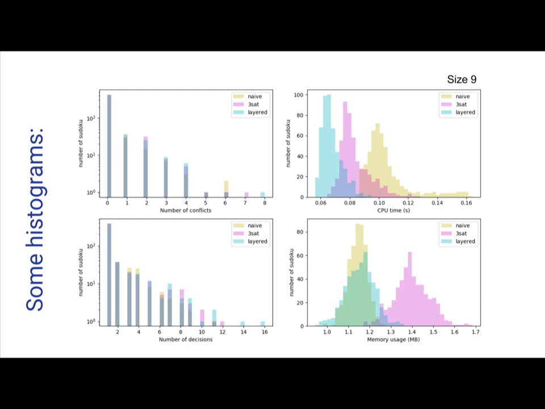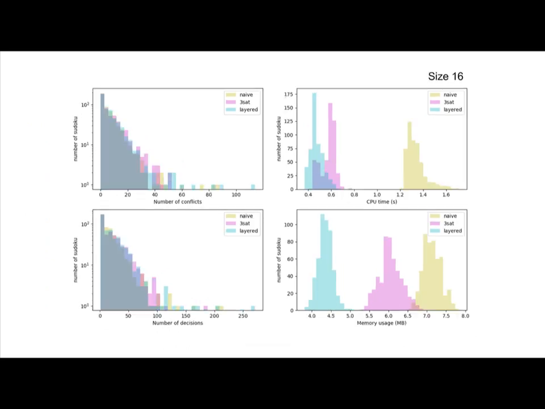We can see though that the CPU time and the memory usage really depend on the encoding. The CPU time is a bit better for our three-set approach and for the layered approach compared to the naive one, but for Sudokus of size 9, our three-set approach is still a bit worse than both the naive and the layered.